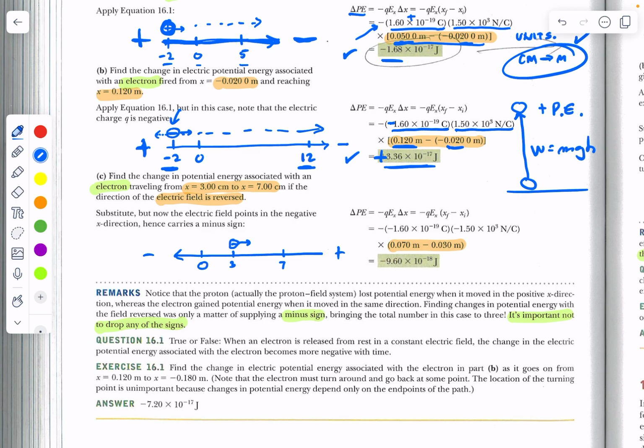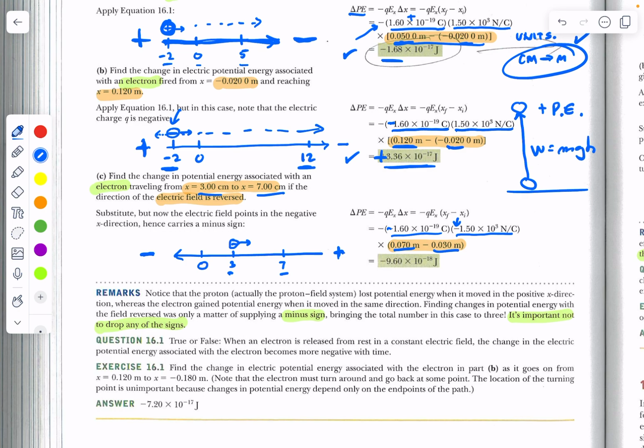And then in part C of this problem, we reverse the electrical field, so it's negative there, it's positive there. And as we move from position 3 to position 7, according to the problem, 3 centimeters to 7 centimeters, which is going to look like this when we convert it into meters. Again, we have a negative electron with that magnitude of charge. Notice my electrical field, since I reversed it, is now a negative sign there.